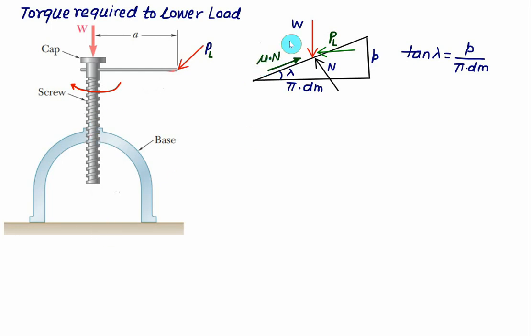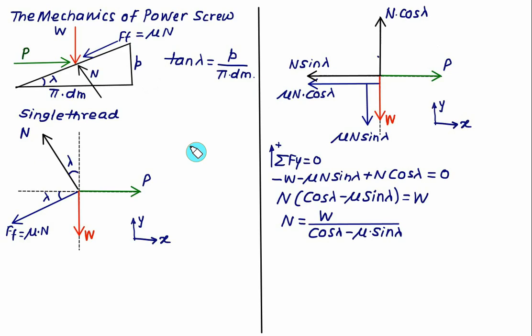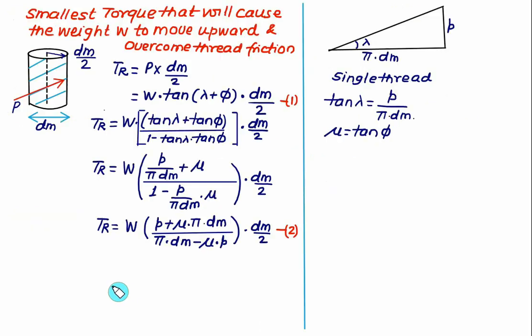So again you have to analyze this exactly opposite figure in terms of PL and mu N compared to raising the load. When we are raising the load, we have shown P upward. In that case, the load will move upward. Since the load is moving upward, the friction force will act in a direction opposite to motion, that is along the plane but in a downward direction. So again, we have to carry out the same analysis. When we raise the load, we get the equation for torque as W into tan of lambda plus phi into dm by 2.